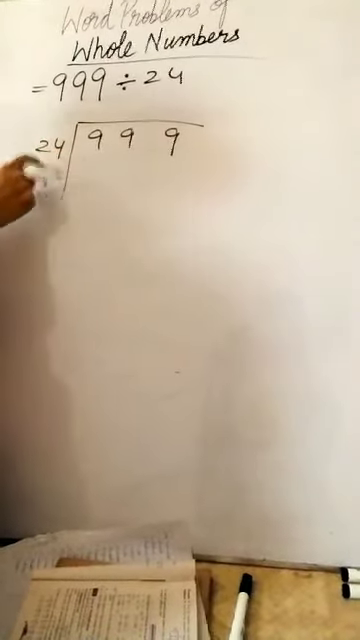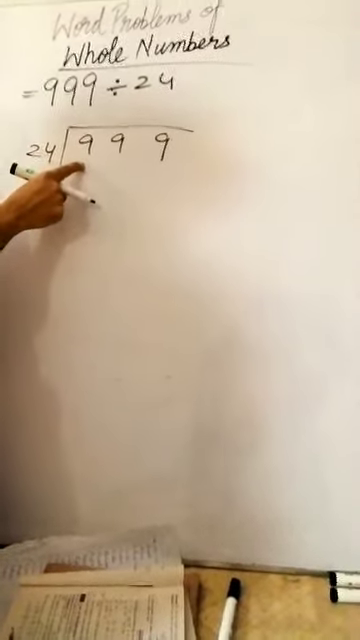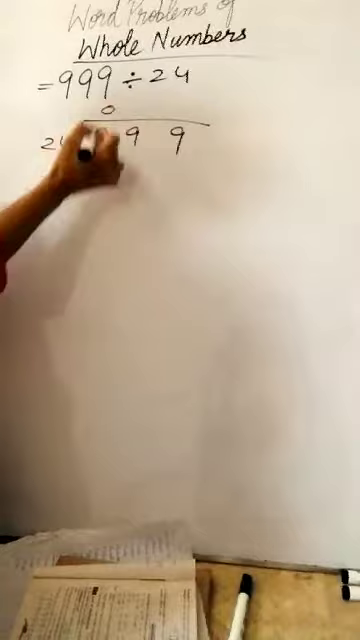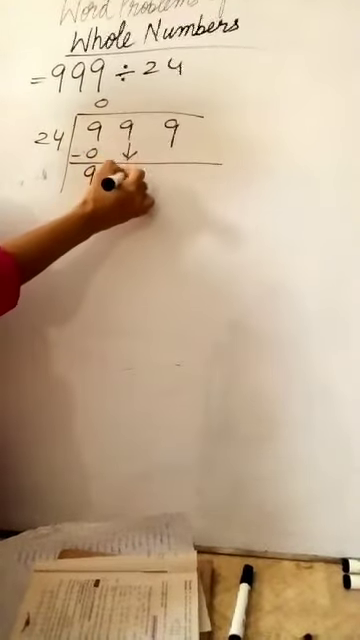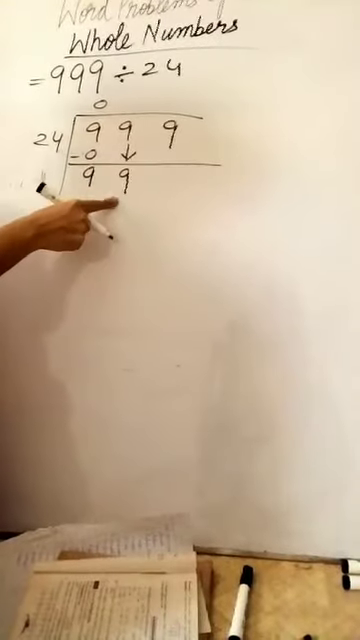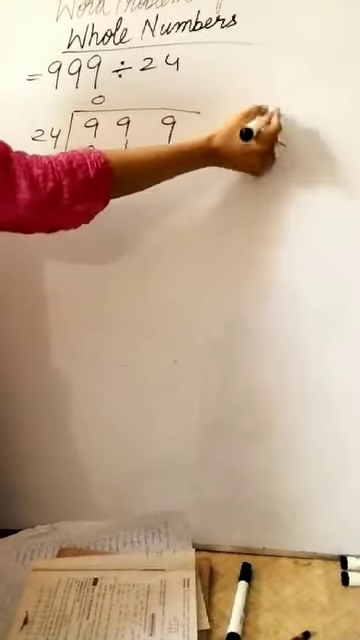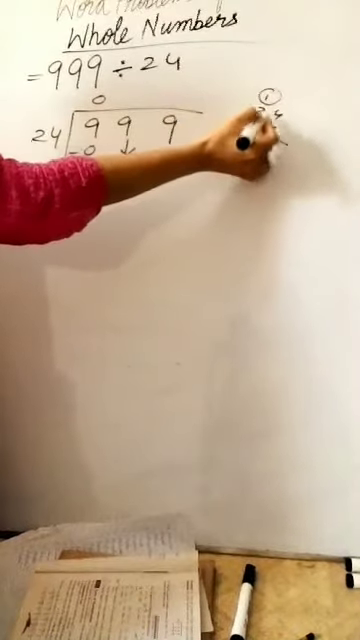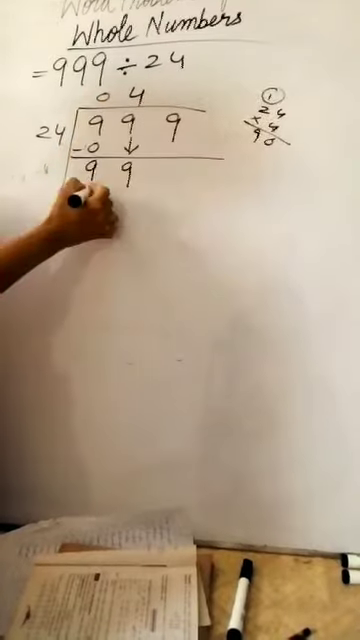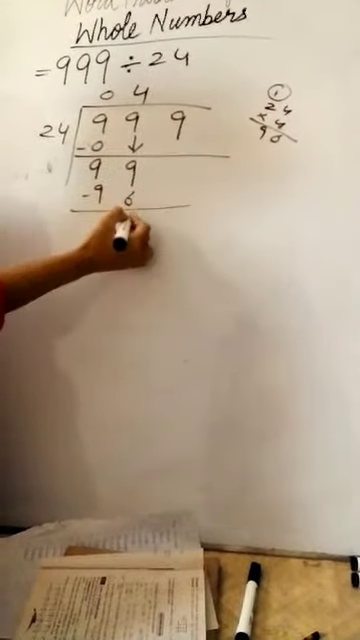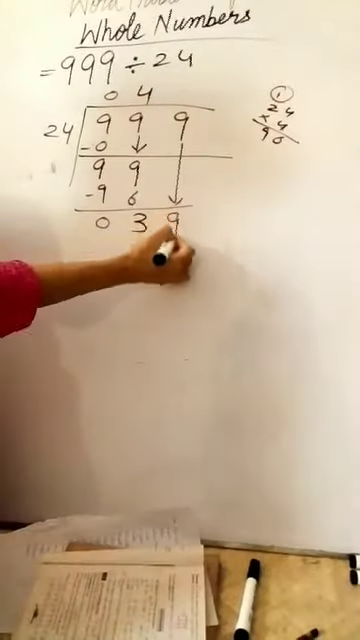Take your first value. 1 times 24 is not possible. 9 minus 24 is not possible. So 24 times 0 is 0, 9 minus 0 is 9. Write your next number. Now this will become 99. So 24 times 4: 4 times 4 is 16, 1 carry, 4 times 2 is 8 plus 1 is 9. So 24 times 4 is 96. 9 minus 6 is 3, 9 minus 9 is 0. Write down the last number.